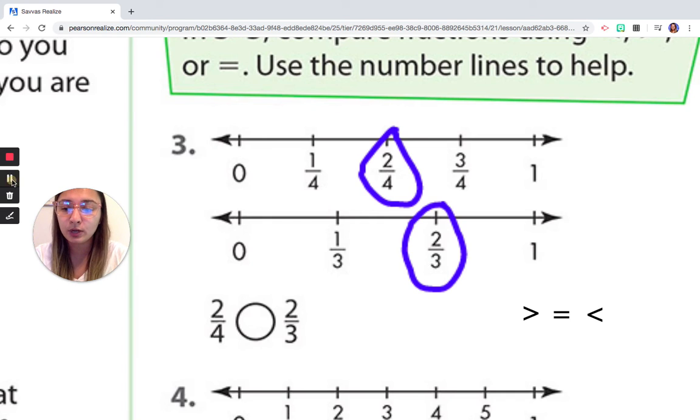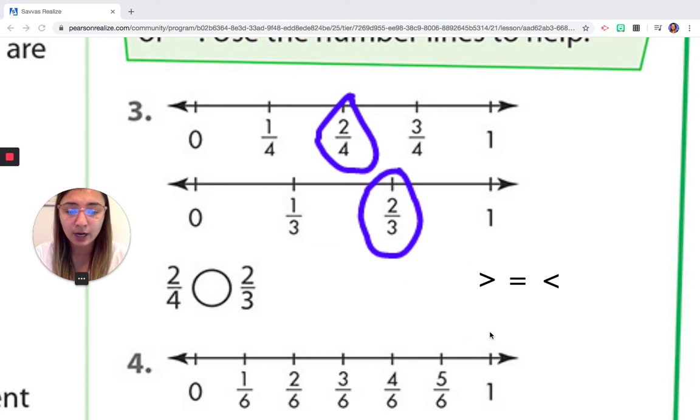So let me get my pointer. So we know 2/3 is bigger. We know our sign, the little alligator's mouth always wants to eat the bigger number. So we're going to pull this one over. And this problem will read 2/4 is less than 2/3. So I hope that makes sense.